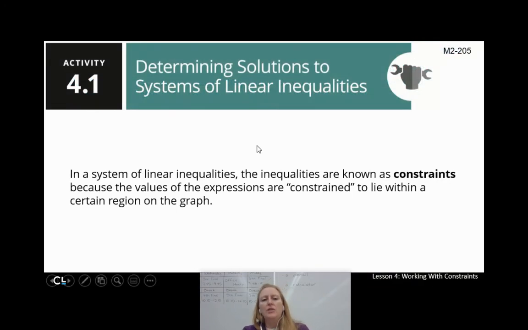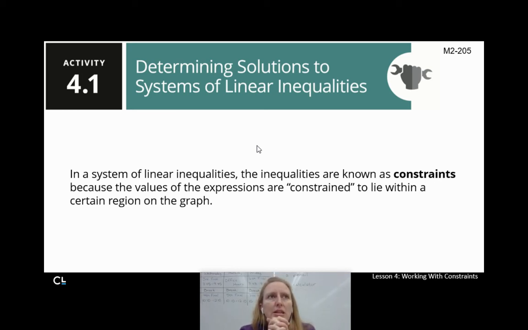Now, in a system of linear inequalities, the inequalities are known as constraints. This was one of the words from earlier. Inequalities are known as constraints because the values of the expression are constrained to lie within a certain region of the graph. When we graph inequalities, we know it's not the whole graph. We know it's that half plane or that half plane. So we call them constraints because they're being constrained within a section of our graph.